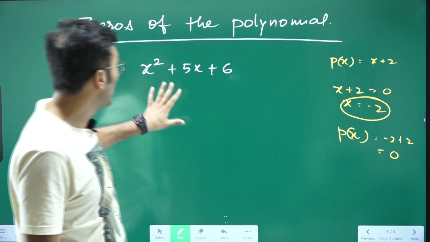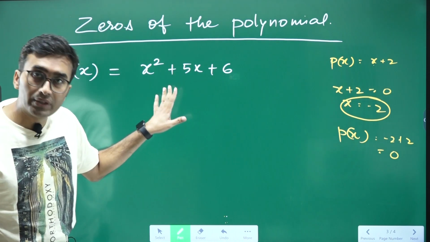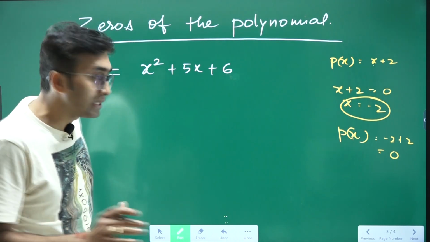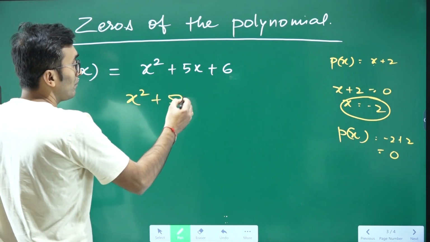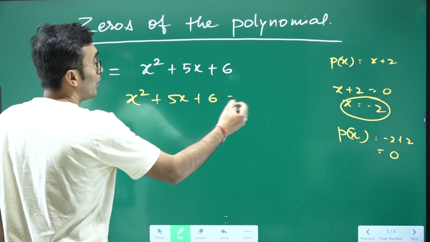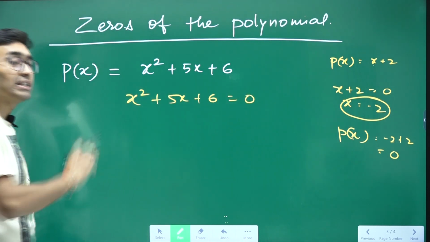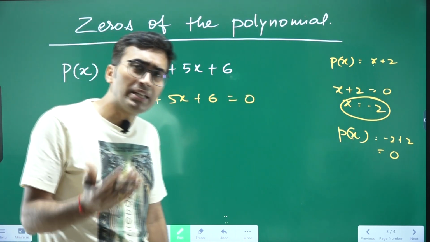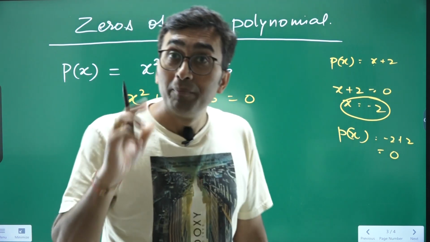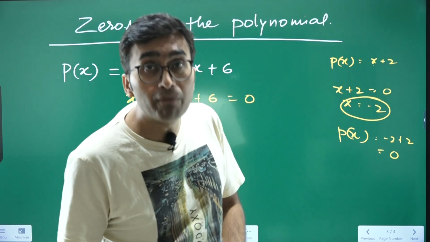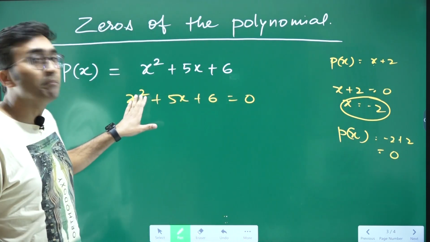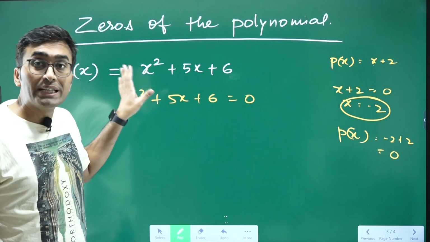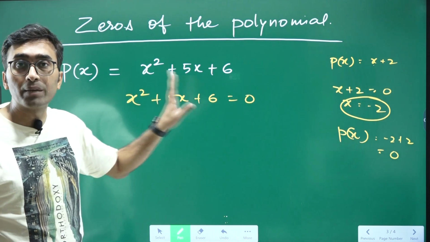Now we'll try to find the zeros of this polynomial. So what is the method? Just write the polynomial as it is and equate it to 0. Now it is a quadratic polynomial. Why am I saying it's a quadratic polynomial? Because the maximum power of the variable is 2, and that makes it a quadratic polynomial.